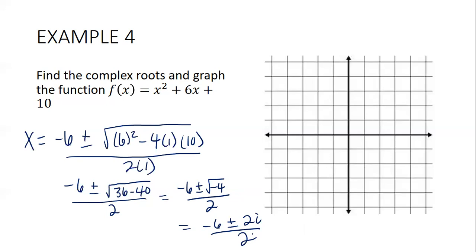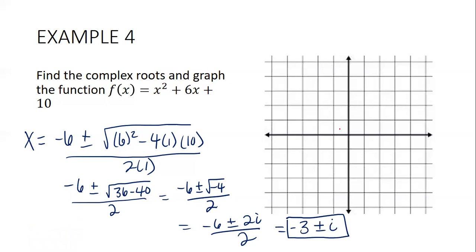Can I reduce that? Yep. How can I reduce that? Divide everything by 2. So 6 divided by 2 is negative 3, and 2 divided by 2 is 1, so 1i. Those are my complex zeros, complex roots. How do we feel about the complex roots? It wasn't that bad following the quadratic formula, was it? Okay. Yes, it was. After we did that, now we're going to graph.